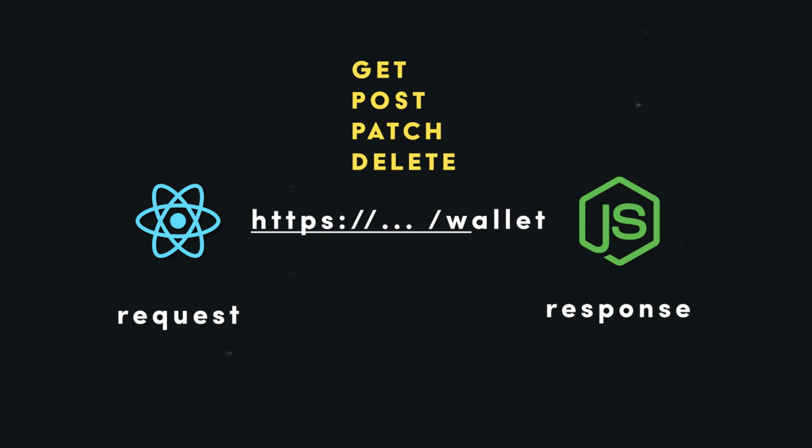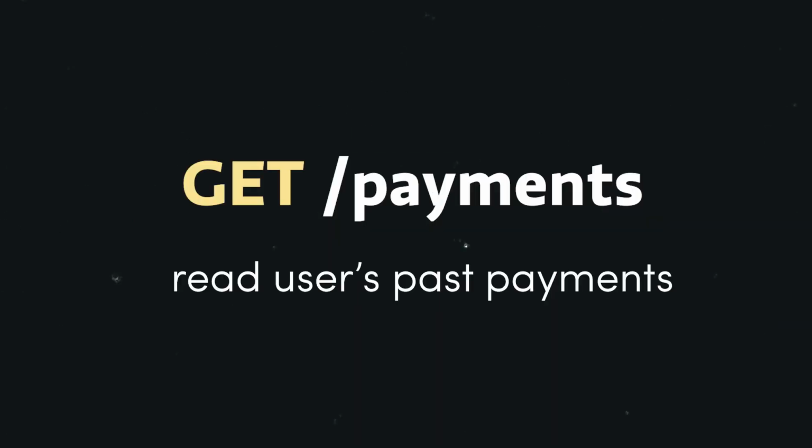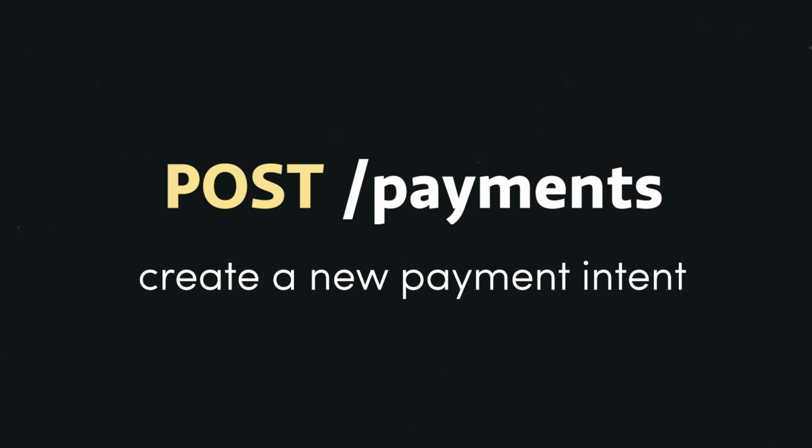You make a GET request when you want to read some data from the server. For example, if we wanted to get all of the user's past payments from the Stripe API. In this case, we're just reading data, we're not modifying anything on the server. Whenever we create something, we send a POST request. For example, if we wanted to create a new payment intent, we would send a POST request to our API.